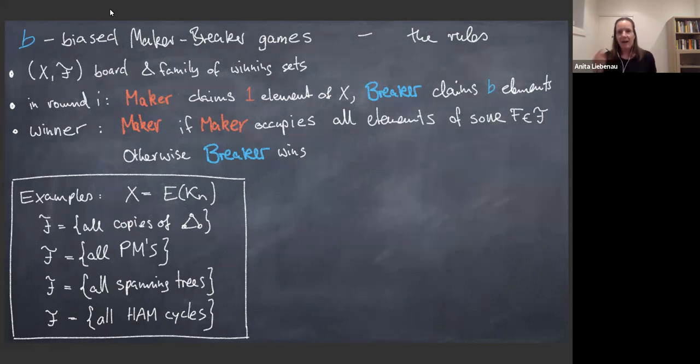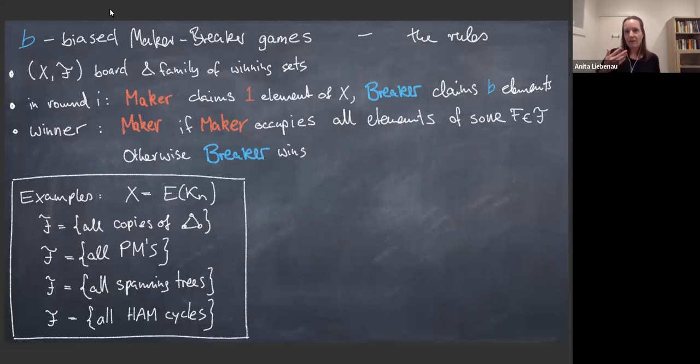Now, other examples are when I have the family of all perfect matchings on the edge set of K_n. In this case, maker tries to occupy a perfect matching, and breaker tries to prevent this. Another classical example is when F is the family of all spanning trees. In that case, maker tries to obtain a spanning subgraph that is connected. So this game is also called the connectivity game. And the fourth of the classical examples that I will mention here is the Hamilton cycles.